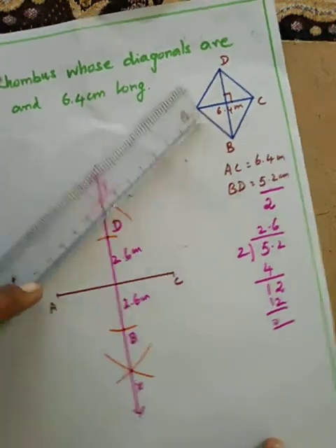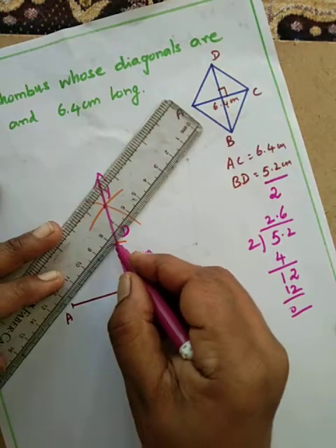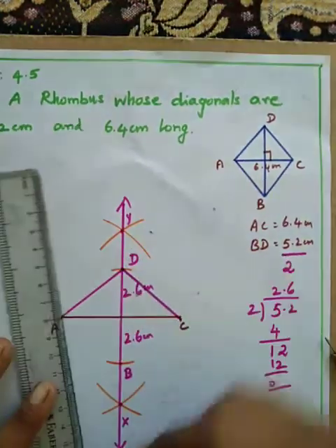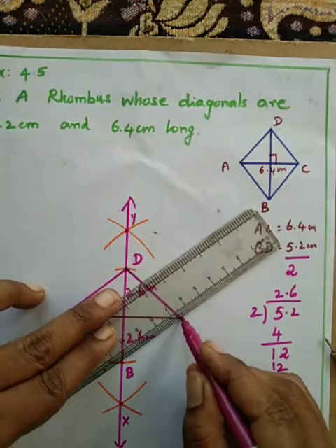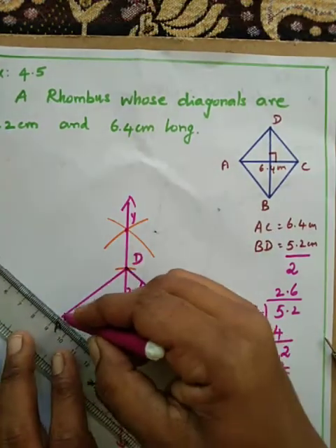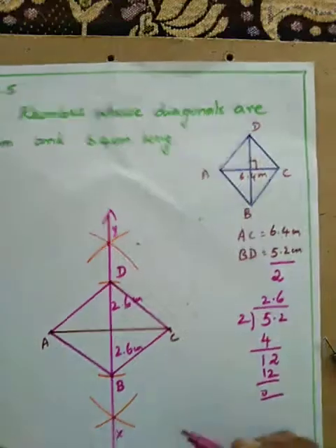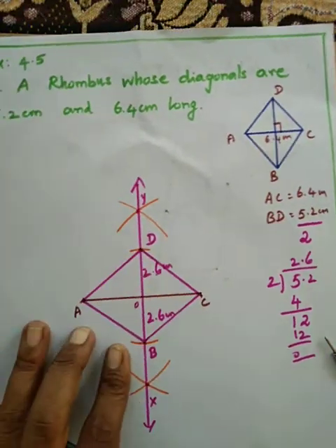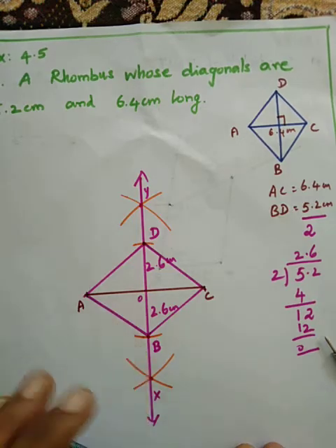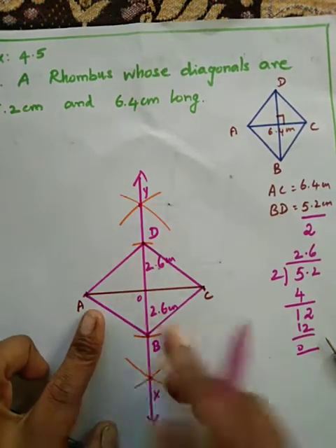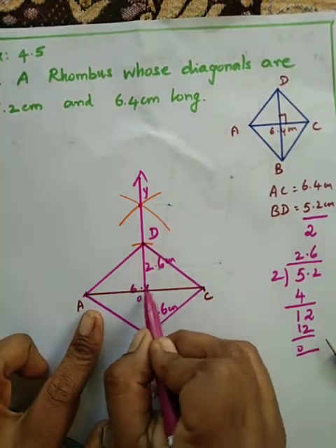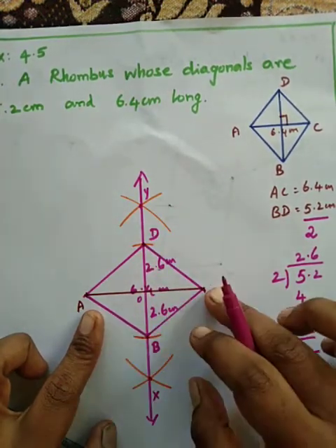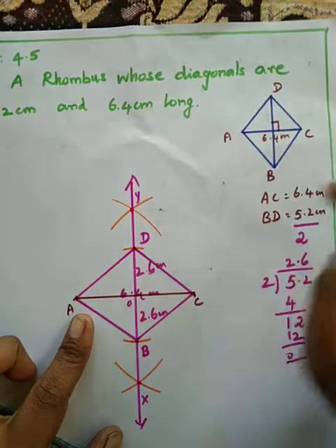Now what shall we do? We can join this AD, CD as well, down also we can join BC and AB. Now this is the center point. Now ABCD is the rhombus obtained. Only the given thing is diagonal. AC is 6.4 centimeter and BD is 5.2 centimeter. So we have drawn a rhombus using only the diagonals.